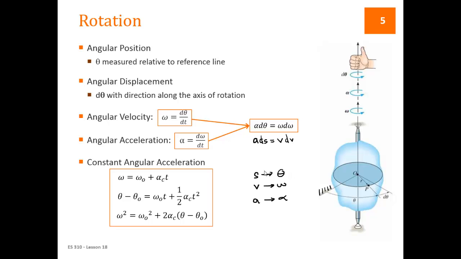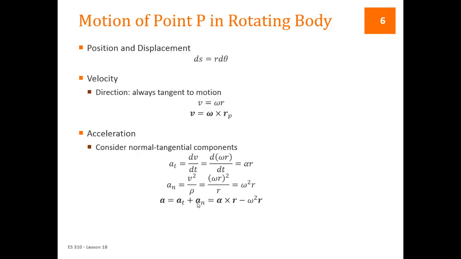You just have to remember that the position is being replaced by an angular position, the velocity is being replaced by an angular velocity, and the acceleration is being replaced by an angular acceleration. If you have a constant angular acceleration, we have the constant acceleration equations, again with these substitutions made. So if we know the rotation of a body, we can find information then about the motion of any point in that body. So the relationship between position and angular displacement comes about through r.